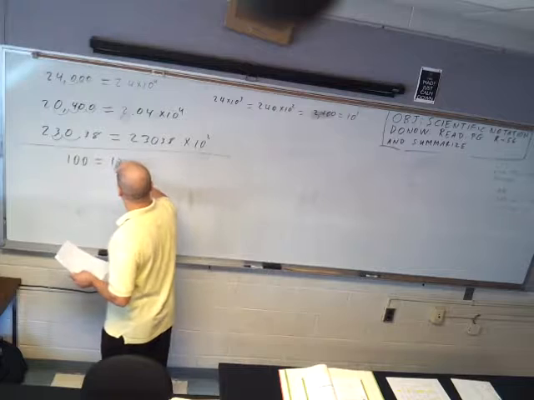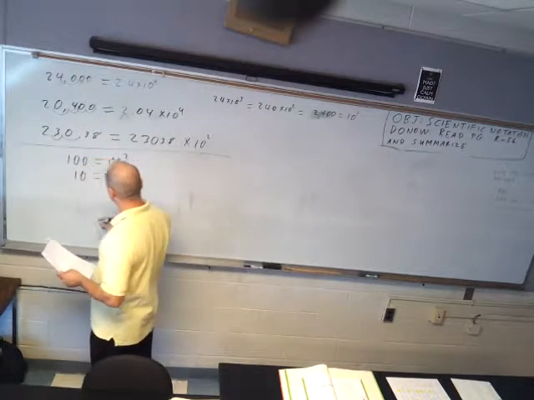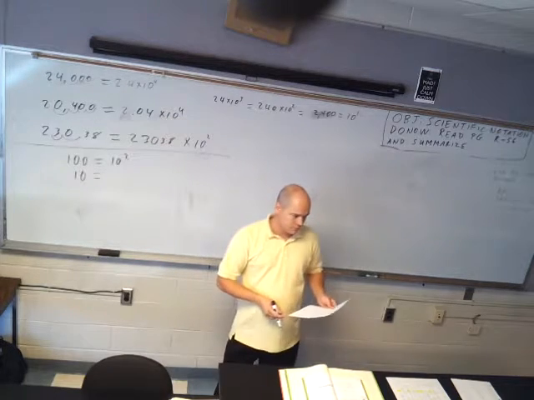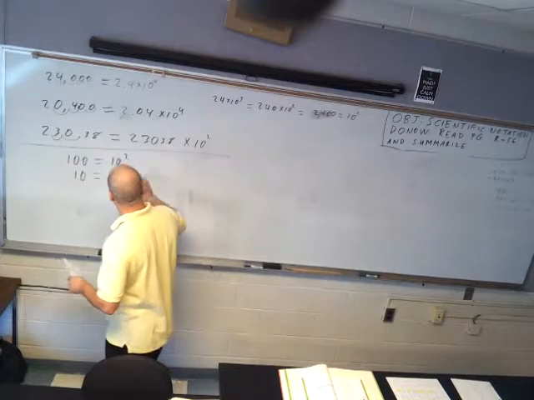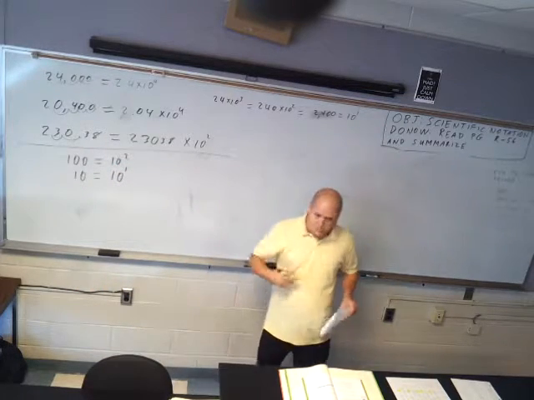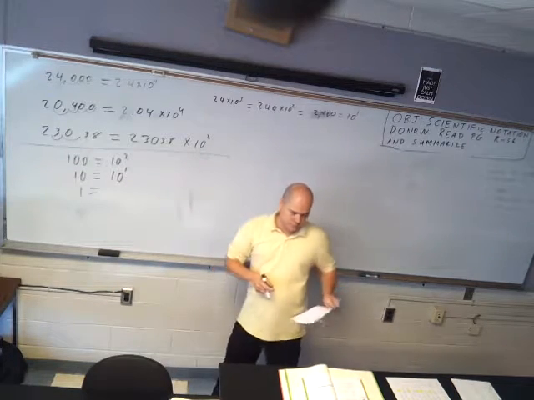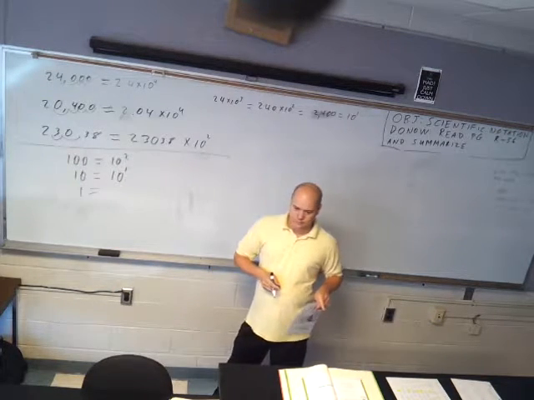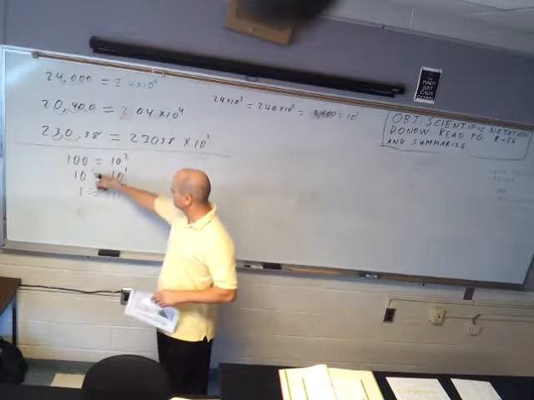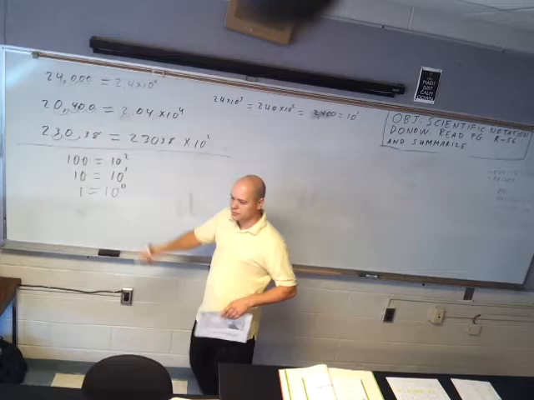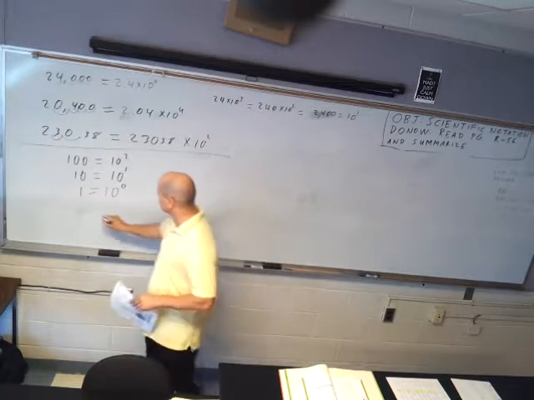100 is 10 to the power of 2, right? What's 10? 10 to the power of 1. Okay, so what is the number 1? 1 to the power... Yes, but that's not what I want. 10 to the power of what? It's got to be 0. Every time we divide this by 10, this number goes down by 1. So 1 is 10 to the power of 0. In fact, any number to the power of 0 is going to equal 1.